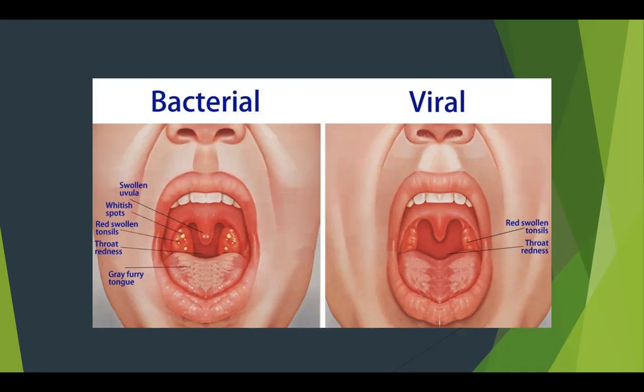You can see in these two images, on the left side bacterial tonsillitis and on the right side viral tonsillitis. In the viral case there are red swollen tonsils and throat redness. In the bacterial case there is a swollen uvula, whitish spots, red swollen tonsils, throat redness, and a gray, furry tongue can be seen.